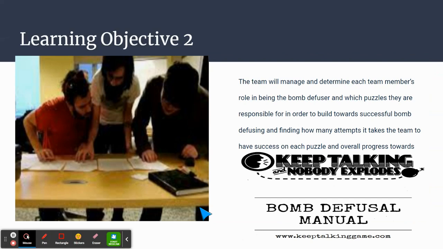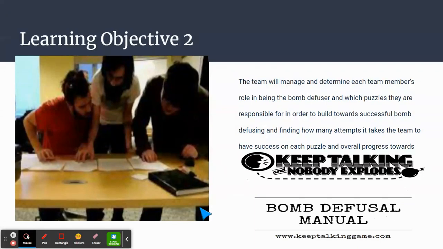And then the second learning objective, the team will manage and determine each team member's role in being the bomb diffuser and which puzzles they are responsible for in order to build towards successful bomb diffusion, and find how many attempts it takes the team to have success. So in other words, if there's a person really struggling being the bomb diffuser, maybe the team will then communicate with each other and plan for somebody else to take over being the bomb diffuser.